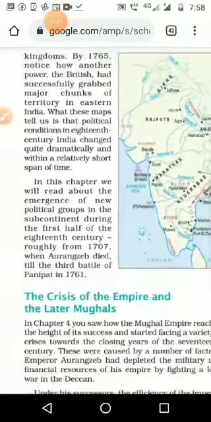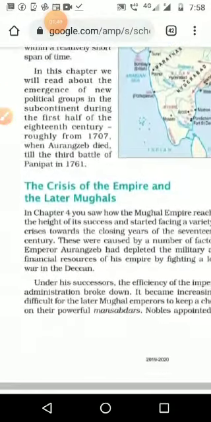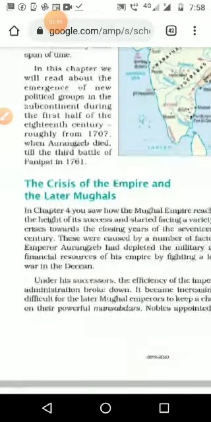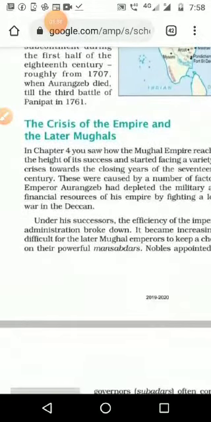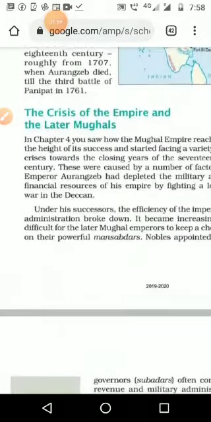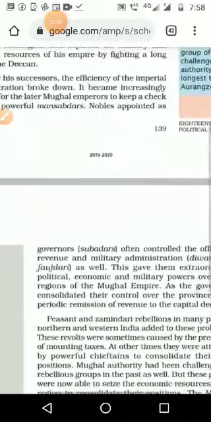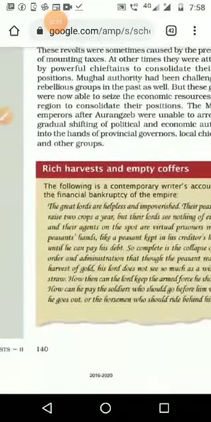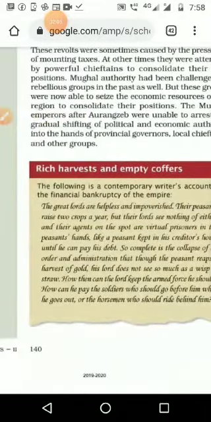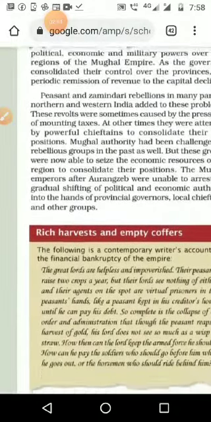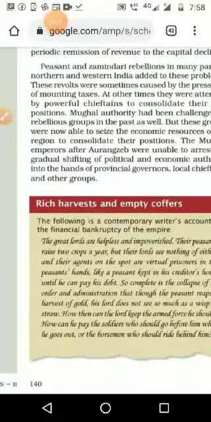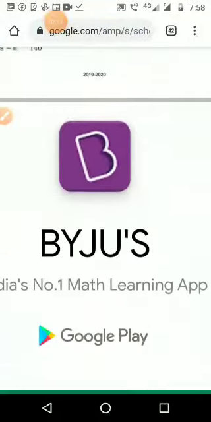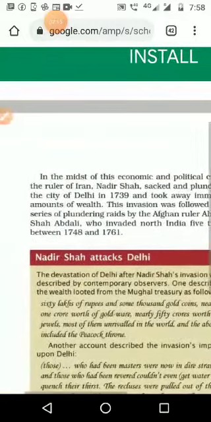Then the crisis of the empire and the later Mughals, that is, what was happening in the Mughal empire. In between, how did their power decline? Those things we will see. By that, how the British people came and slowly got power in their hands, you will see in a later part. Here, just at the start, the Mughal king gave them the chance to be the Nawab of the West Bengal area. Then how they developed their rule and other things, we will see in 8th standard.